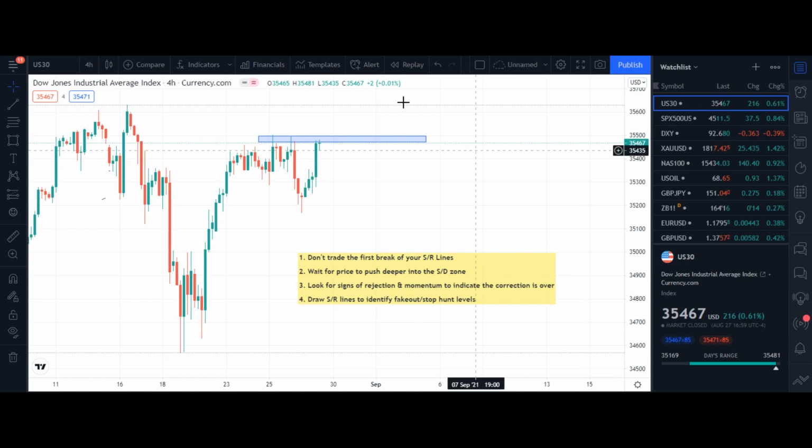So we're going to dive in right now. We're on US 30. This is the Dow Jones Index. US 30 is a pretty wild instrument to trade. And I'm just going to keep it real with y'all. A lot of people make a ton of money on US 30. A lot of people lose a lot of money on US 30.